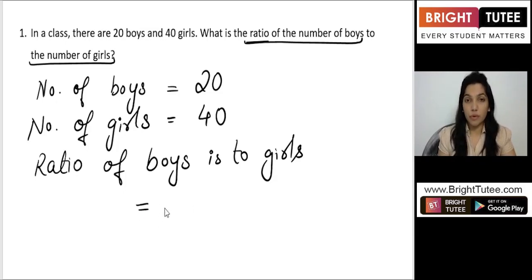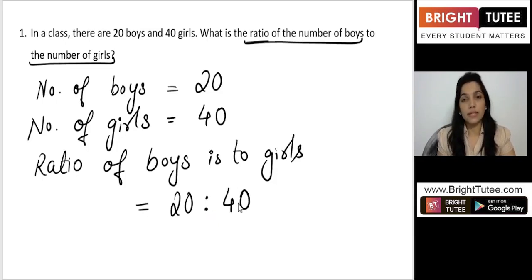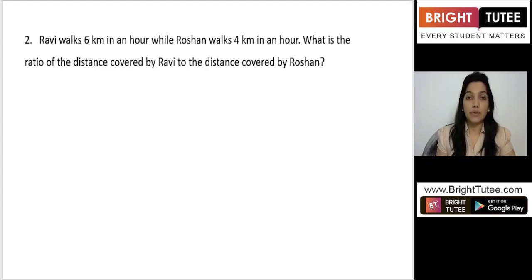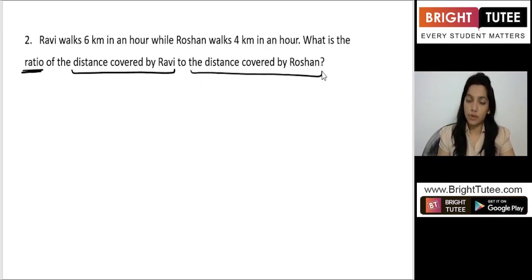So what is the number of boys? It is 20 is to, what is the number of girls? It is 40. Clear? Now let us see the next question. It says Ravi walks 6 kilometers in an hour while Roshan walks 4 kilometers in an hour. What is the ratio of the distance covered by Ravi to the distance covered by Roshan? Simple. So it is the ratio of distance covered by Ravi to what thing? To the distance covered by Roshan. Okay, we are comparing two values, so it is ratio.